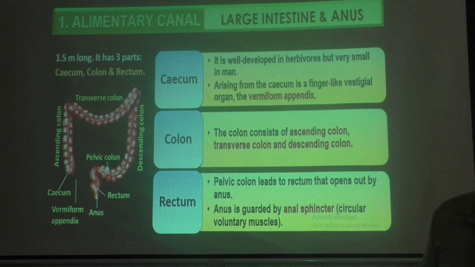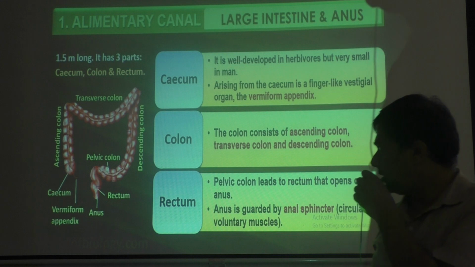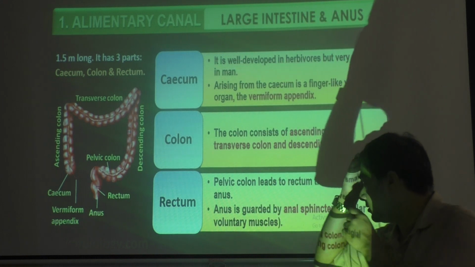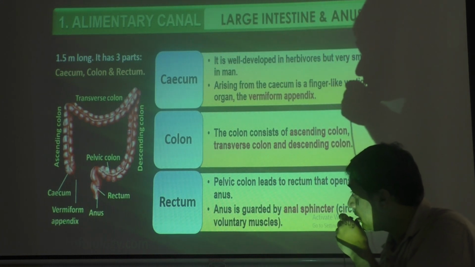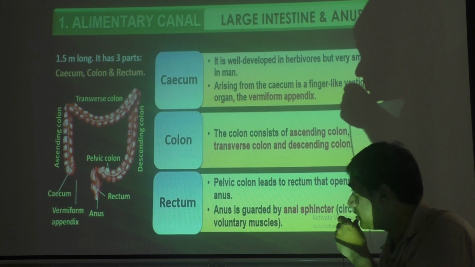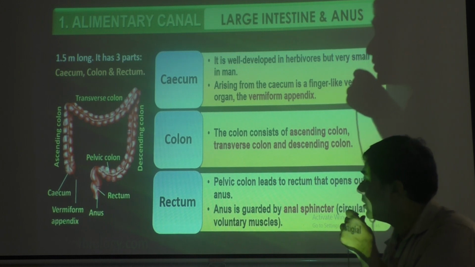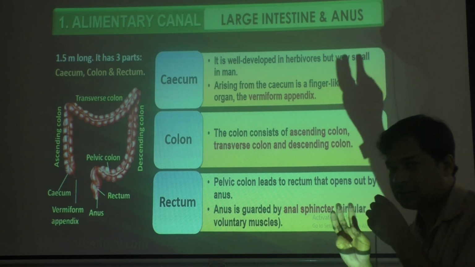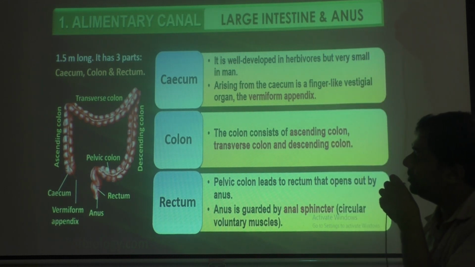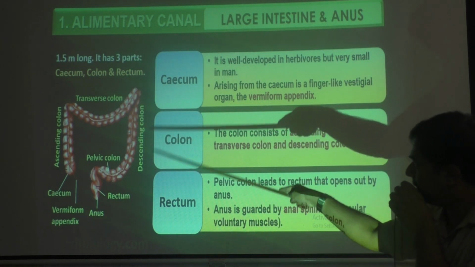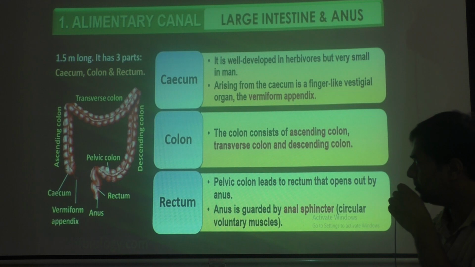Then the large intestine and anus. You can see that is the large intestine, where the small intestine is connected to the large intestine. There are 4 parts in the large intestine, but they have given the main parts, that is 3 parts. It is 1.5 meters long, almost 5 feet long. It has 3 parts. First one is cecum, second colon, and third is rectum.